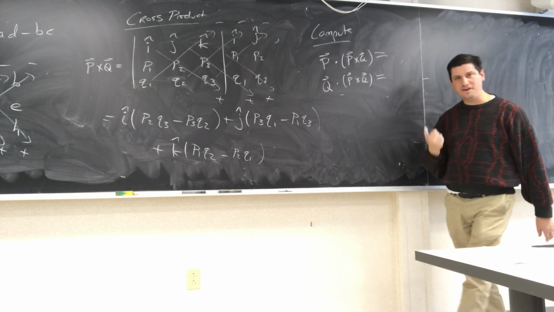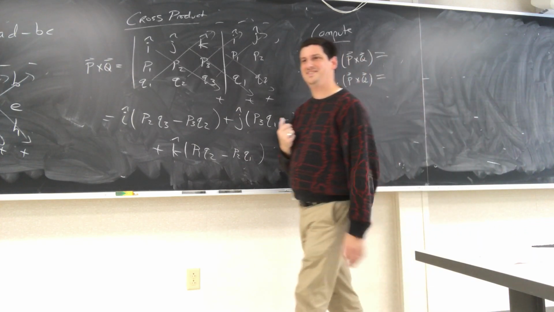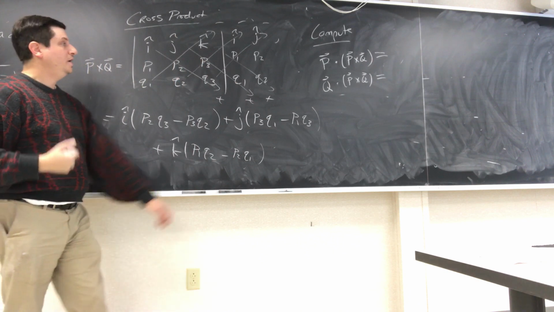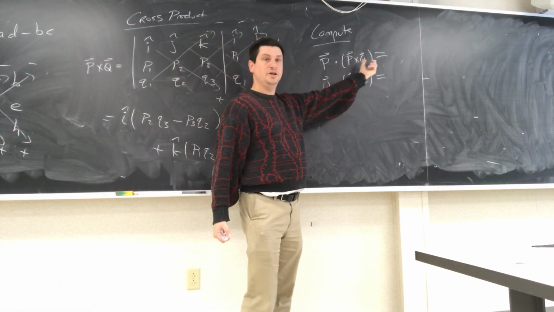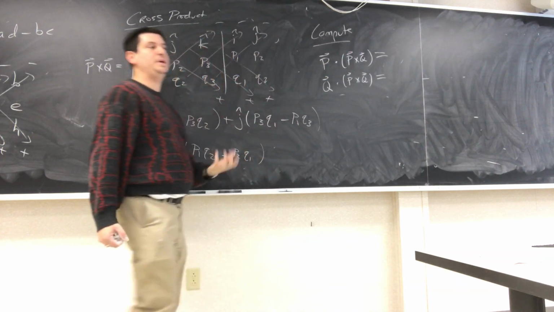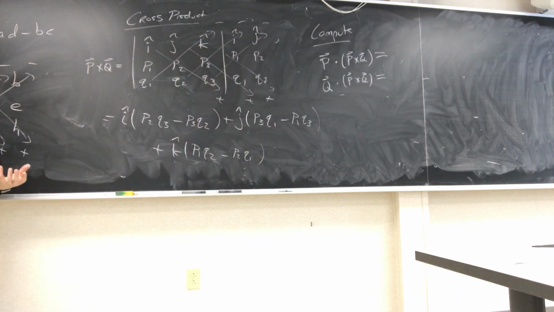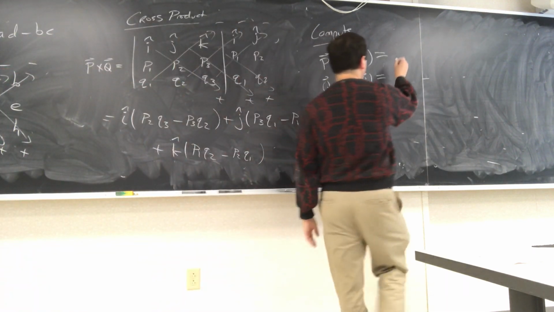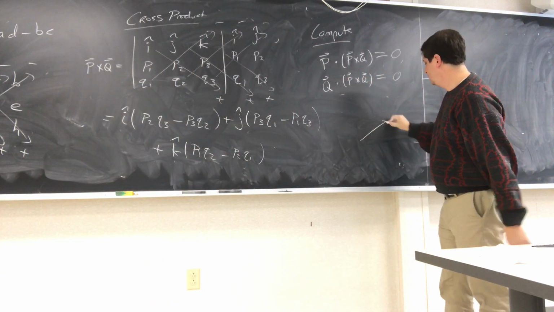Is it 0 the vector or 0 the number? The number. P cross Q is a vector, and vector dot vector is a number. So you really want to be able to just quickly look at something and say, what kind of quantity is it?